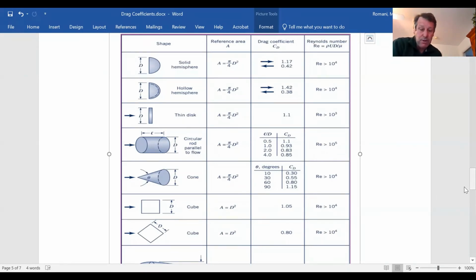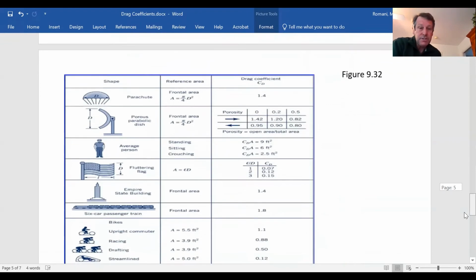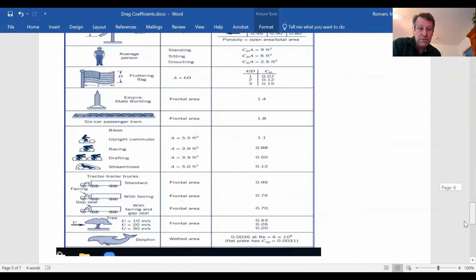So let's see, I think I have 9.32 is the next one. So there's 9.32, and they've got some pretty interesting objects in there. They have a dolphin, they have a tree, they have tractor trailer trucks with a coefficient of drag about 1 if it's really, really blunt. But if you put that little fairing or gap seal there, you can really bring down the coefficient of drag. The same thing with biking, about 1 if you're upright, but get down low and you get a much lower coefficient of drag. They also give you the areas, which is kind of interesting.